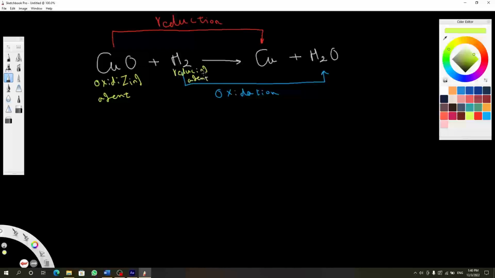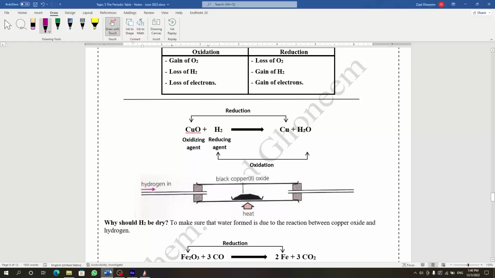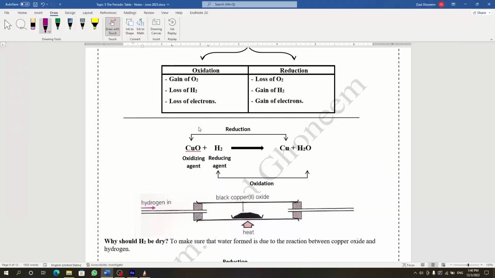Right, you just flip the rules. Copper oxide was reduced into copper, so it is an oxidizing agent. Hydrogen was oxidized, so it's a reducing agent. Okay, so the gaining of oxygen or loss of hydrogen is oxidation. The loss of oxygen or gaining of hydrogen is reduction.